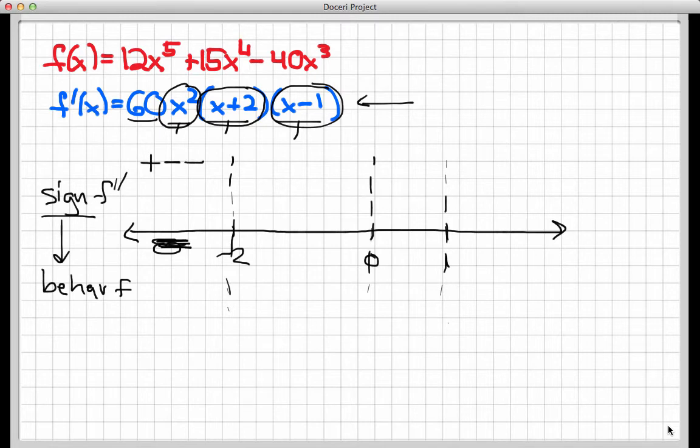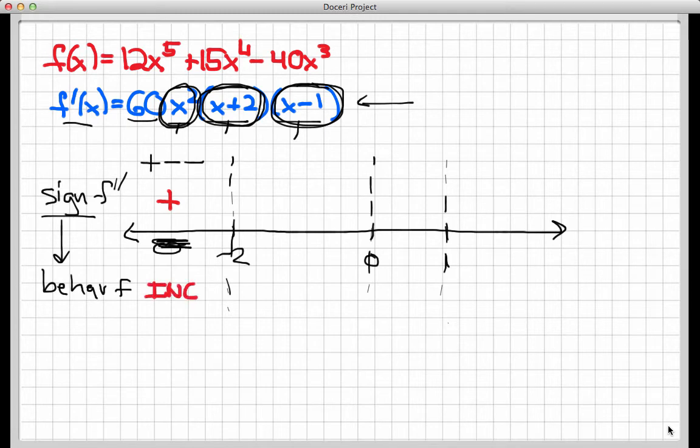Now what this tells me is f prime is the product of those three things and a plus 60. So on this interval, if I evaluated a number into f prime, I would be taking a positive number for x squared times a negative number for x plus 2 times another negative number for x minus 1. And the result there is entirely positive. A negative number times a negative number times a positive number is positive. And what that indicates is that f is increasing on this interval.